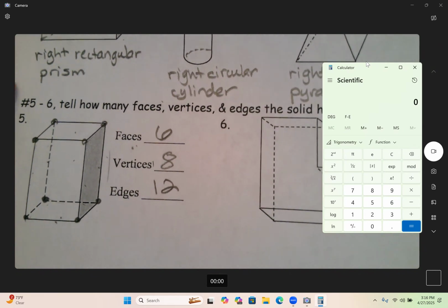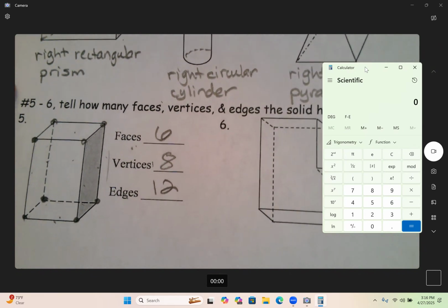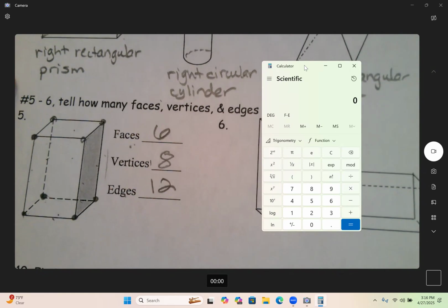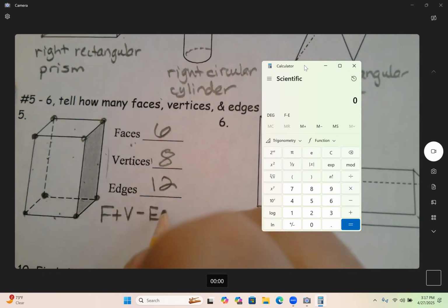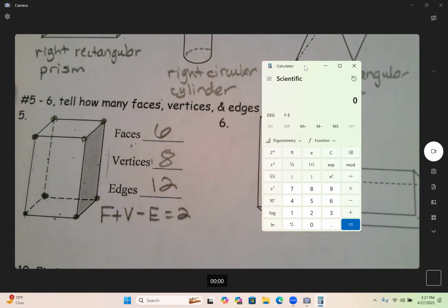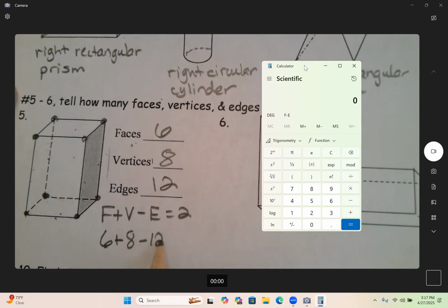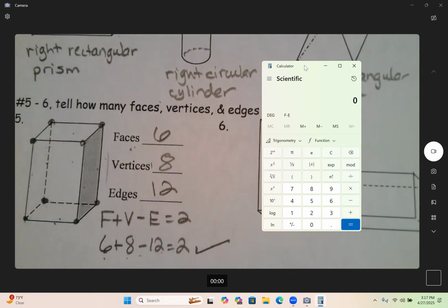Now, these problems you should definitely always get right. And if you remember one thing, it is that the faces plus the vertices minus the edges always equals 2. Let's check. 6 faces plus 8 vertices minus 12 edges. Does that equal 2? 6 plus 8 is 14. 14 minus 12 is 2. Yes. So you can always check to make sure that that is correct.